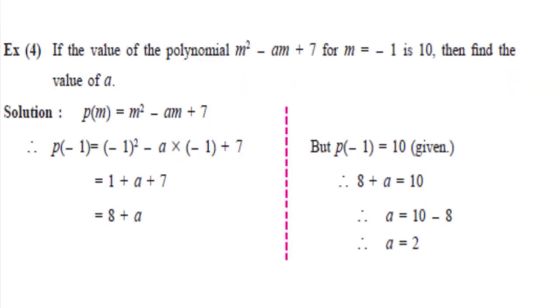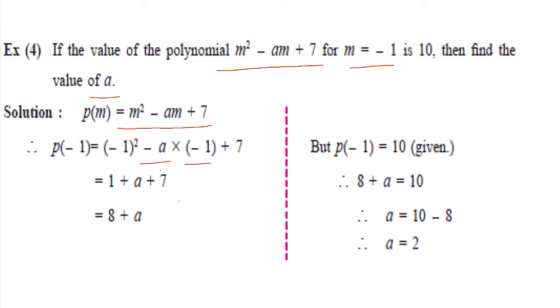Next example. If the value of polynomial m square minus am plus 7 for m is equal to minus 1 is 10. Here the value of the polynomial is given as 10. Then find the value of a. Polynomial is m square minus am plus 7 and the value of m is minus 1. P(minus 1) is equal to (minus 1) square minus a into minus 1 plus 7. Minus 1 square is 1, minus a into minus 1, minus minus plus, a into 1 is a, plus 7. 1 plus 7 is 8 plus a.